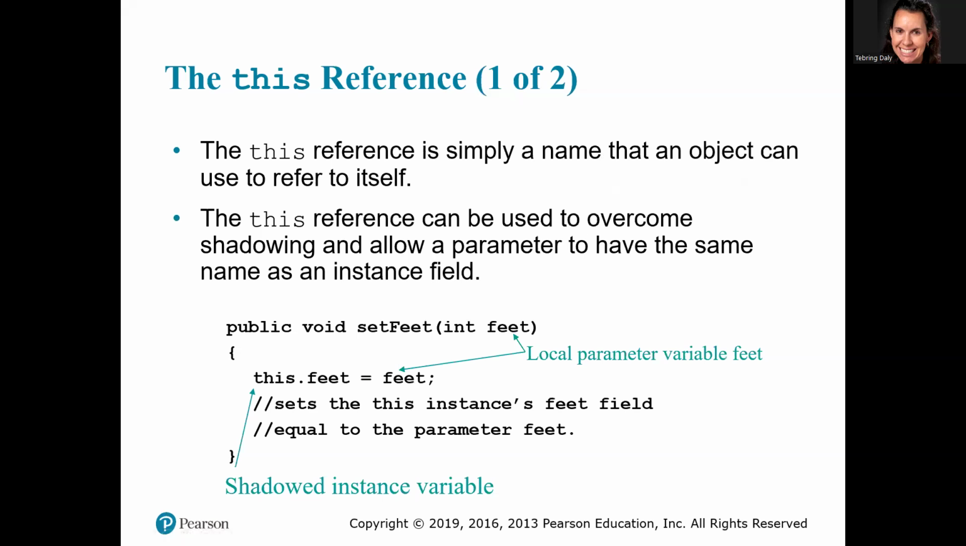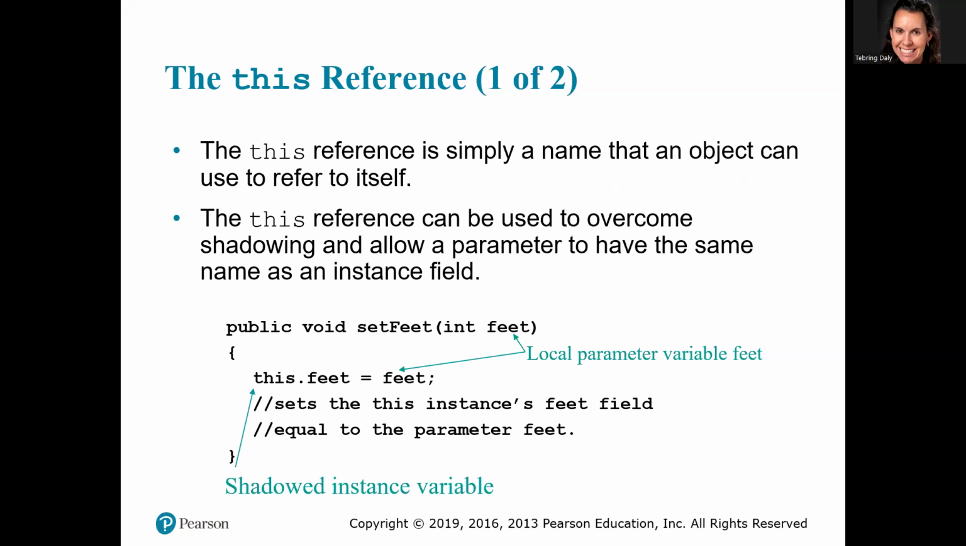But NetBeans most likely will give you a little warning. Because if you say feet equals feet, it's putting the parameter inside the parameter, because it just uses the parameter. It doesn't go to the default field, because it doesn't know which one to make the field. It doesn't just say, oh, the first one's the field, the second one's the parameter. So you have to say this dot feet to refer to the field.